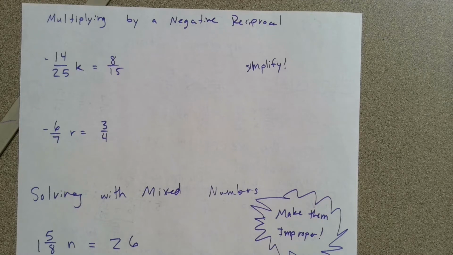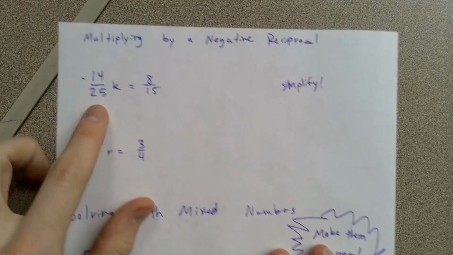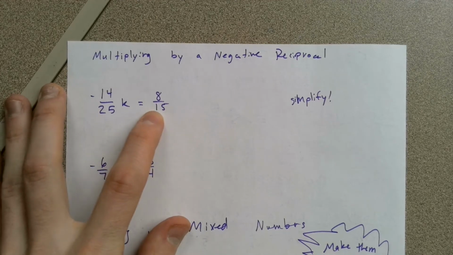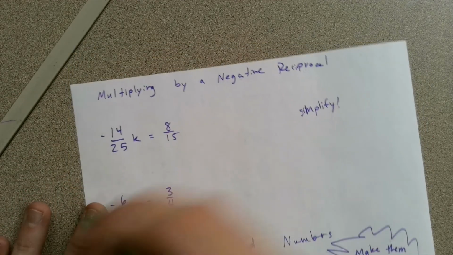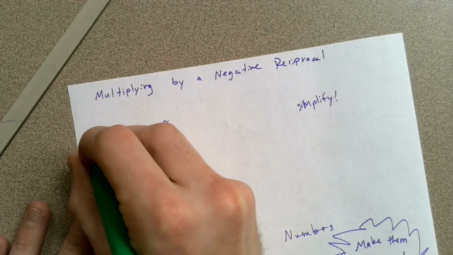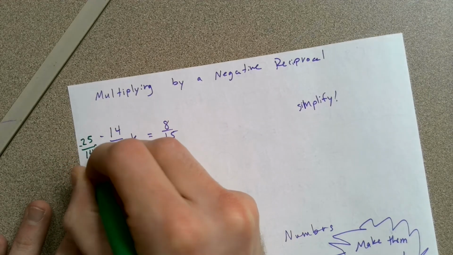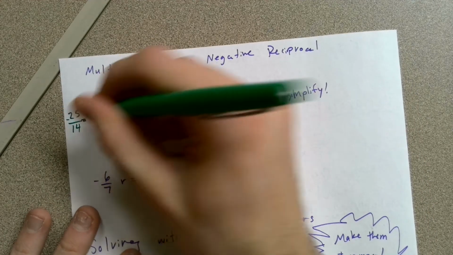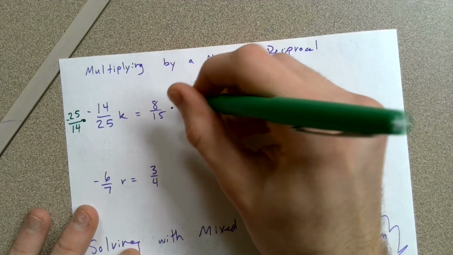We have some negatives in here. Don't let those fool you. Okay, we have negative 14 over 25k equals 8 over 15. I'm going to multiply by reciprocal to get that k by itself. The reciprocal of this is going to be still negative, just like that. There's our reciprocal. Whatever I do to one side, I got to do the other.